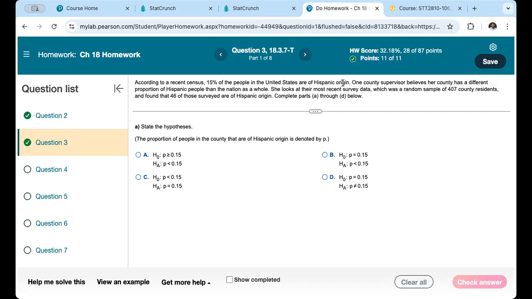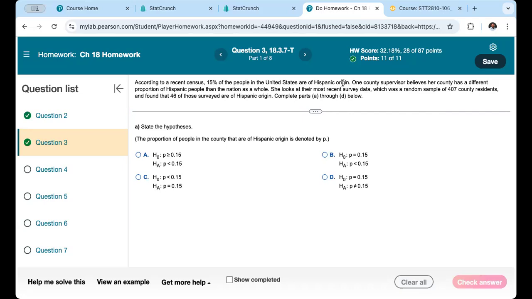So what does that mean? When you look at the line carefully, it means that in her county, she thinks that the Hispanic people are not 15%. Is that okay? It could be less than 15% or it could be more than 15%. Does that make sense?